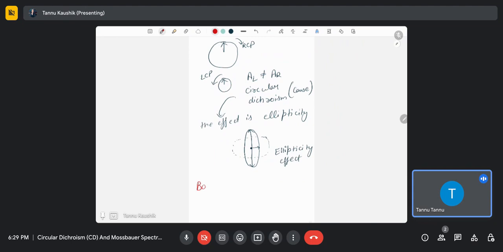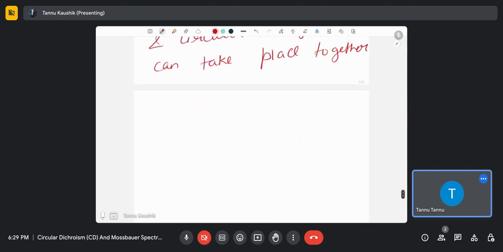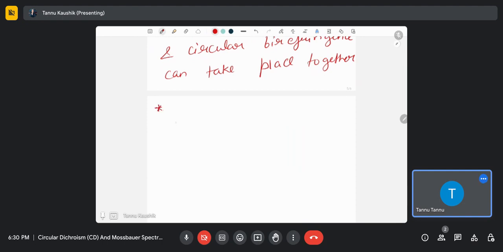So both circular dichroism and circular birefringence can take place together, such that I'm showing how these two phenomena together give rise to the resultant light we get out of the chiral sample.